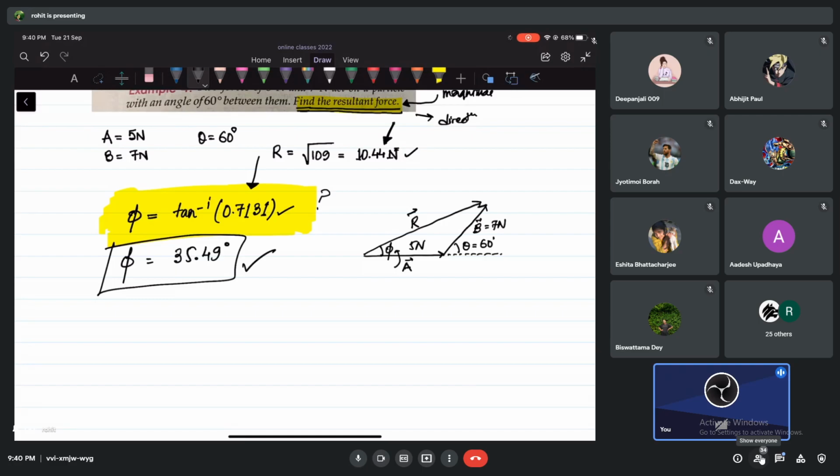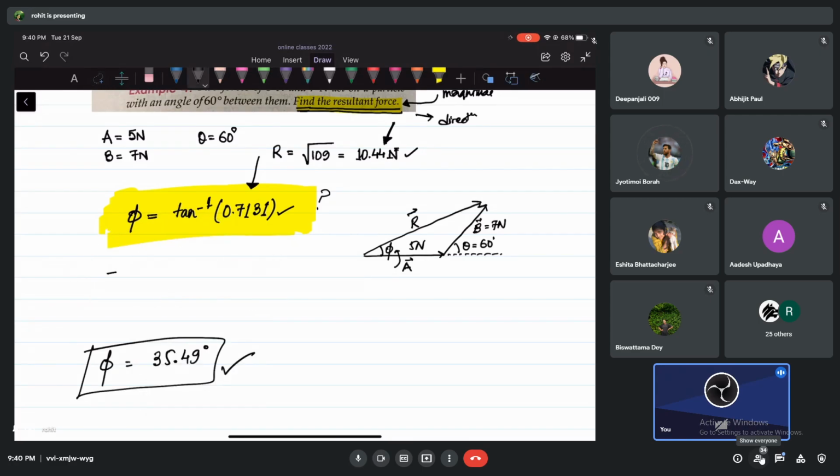Okay, wait a minute. Do you really have a calculator or not? First tell me, are you using it right now? No, sir. You have to use it right now, because this is not a standard value, okay.